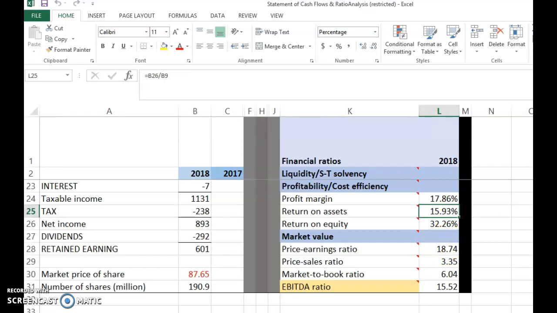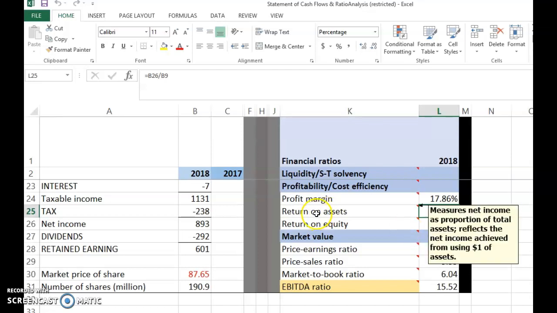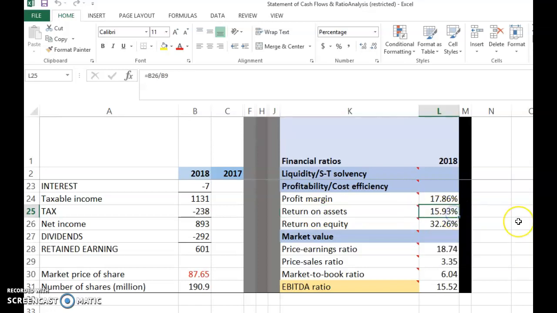So how do you interpret this? Again, this is given in percentage. Here net income is equivalent to 15.93%, slightly less than 16% of the company's total assets for the year. Note that here the numerator is from the income statement, but the denominator is from the balance sheet. So that's how you interpret that. For every $1 of assets used, the company makes less than 16 cents of profit.